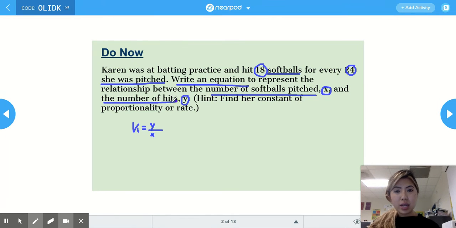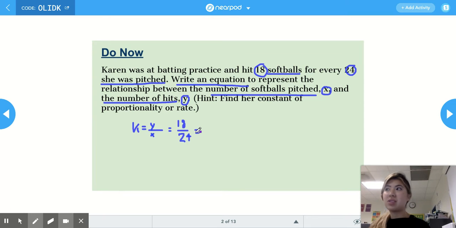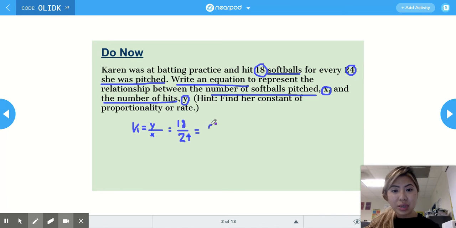And in this case, y is the number of hits. So she actually hit 18 softballs. And x is the number of softballs pitched. So she hit 18 softballs for every 24 pitched. And now that we have this fraction right here, we can simplify it by dividing. So if we did 18 divided by 24, we would get 0.75.